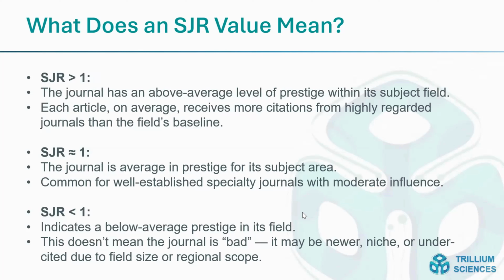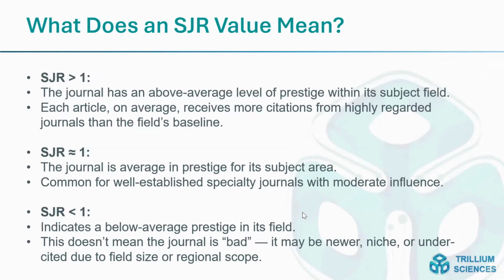Each article on average receives more citations from highly regarded journals than the field's baseline. And the field's baseline is considered 1, so it's above average, so it's above 1. If it equals 1, the journal is average in prestige for its field or subject area. And this is common for well-established specialty journals with moderate influence.